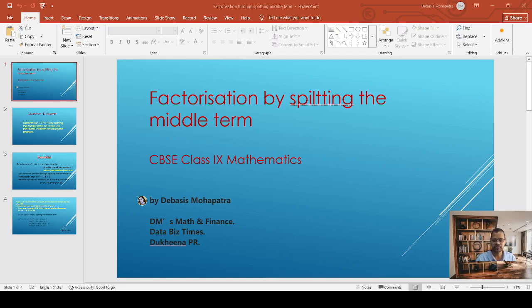Today we'll continue with the factorization of polynomial class. We'll solve some of the new problems which usually come in the examinations. It's a very popular method called factorization by splitting the middle term. It's usually pretty easy, but a lot of time students face questions set in their school exams or in the board exams. This is relatively easy.